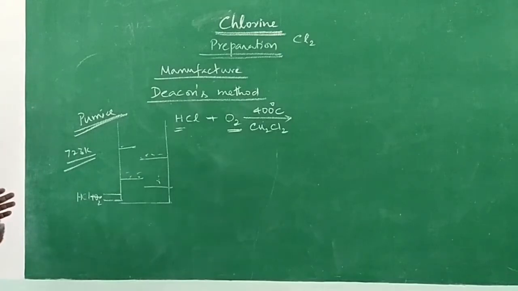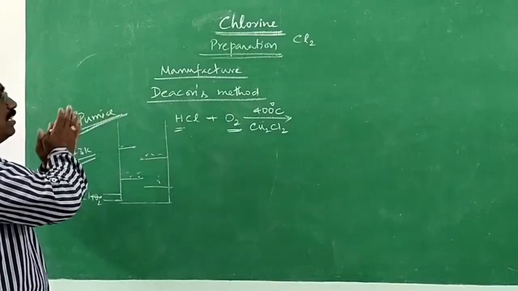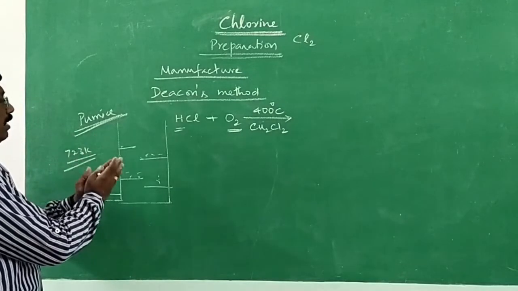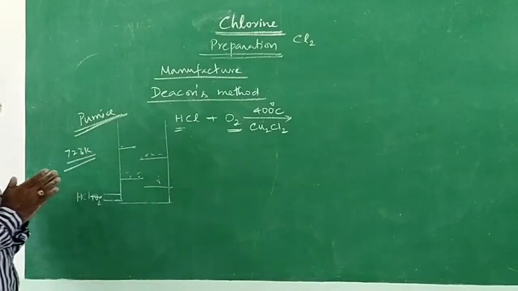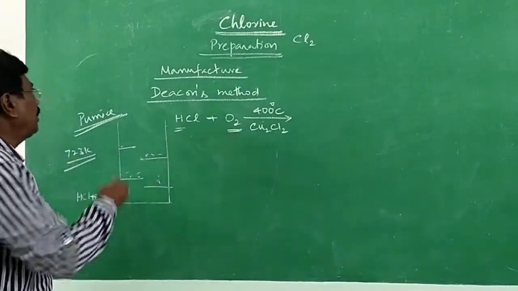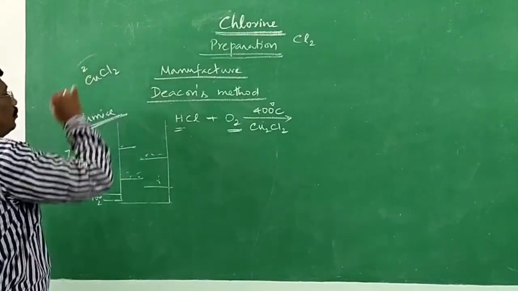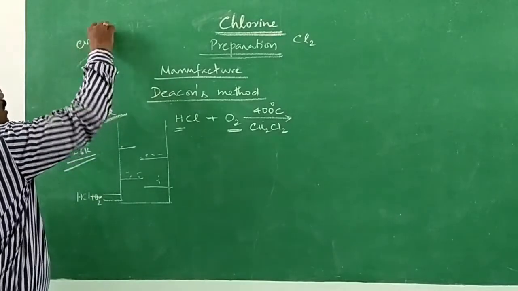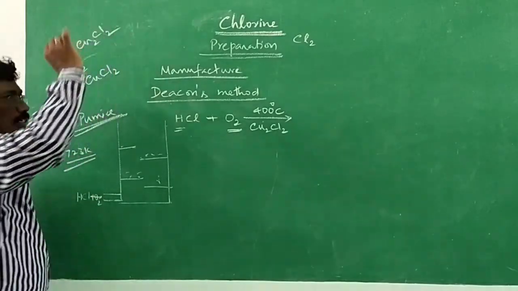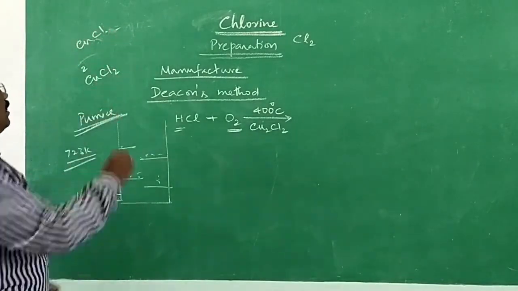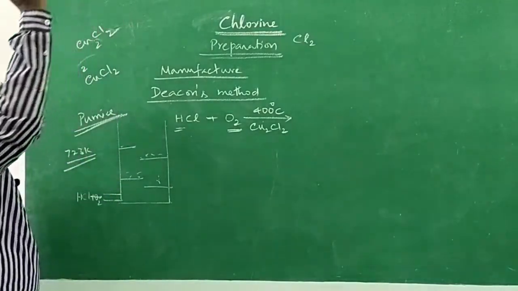Just imagine hydrogen chloride and air being sent from bottom to top. Cuprous chloride is kept as a catalyst. Cupric means CuCl2, where the valency of copper is 2. Cuprous means CuCl, but it exists as a dimer, therefore Cu2Cl2. It is cupric, it is cuprous.